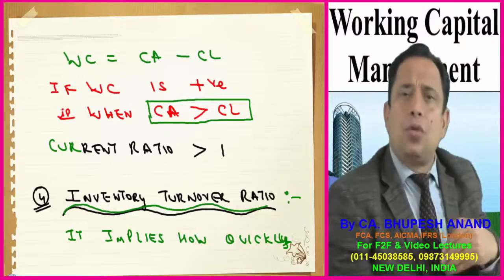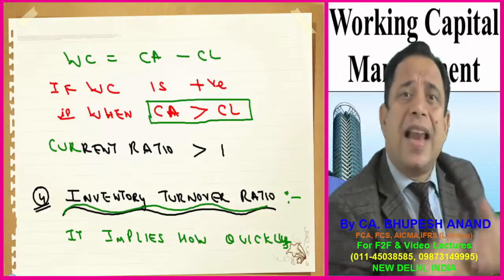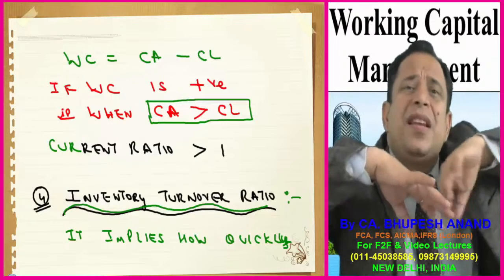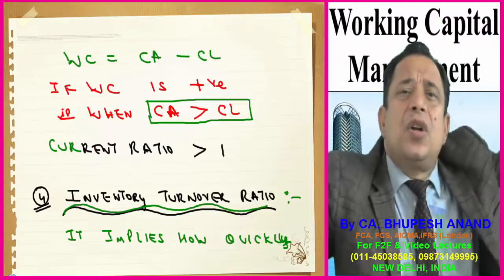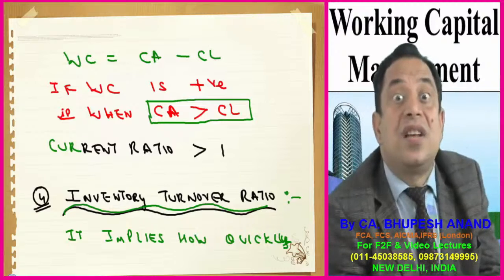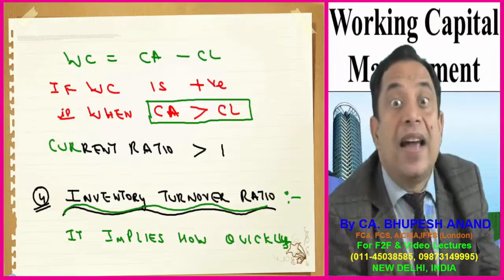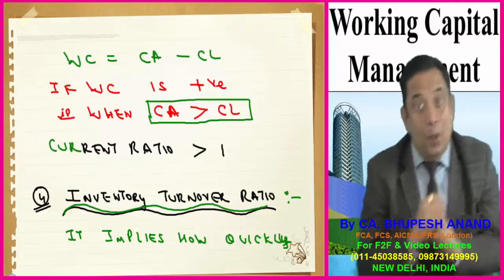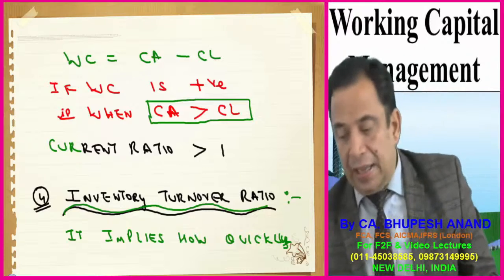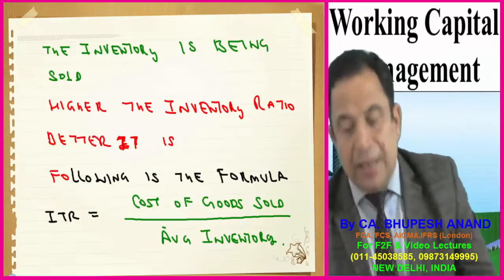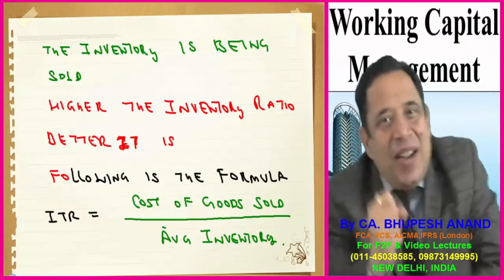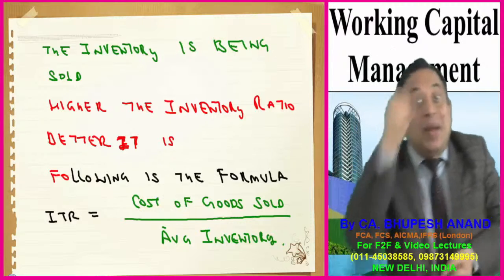Now, why is it sold quickly? It can have good quality, it can have brand value, it can have a discount policy. There are so many reasons for a higher inventory turnover ratio, and I can easily evaluate those secondary reasons. You getting the point? So inventory turnover ratio implies how quickly the inventory is being sold. Please write down the 4th point: the higher the inventory turnover ratio, the better it is.